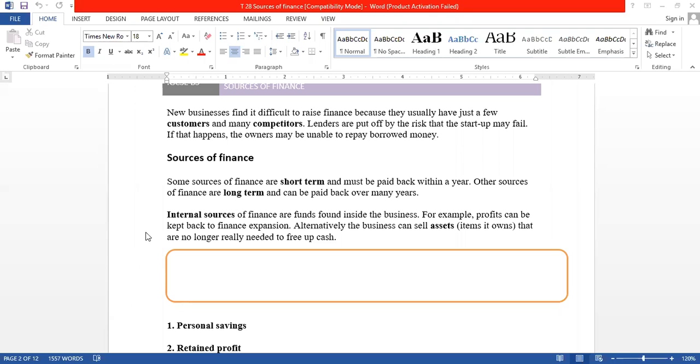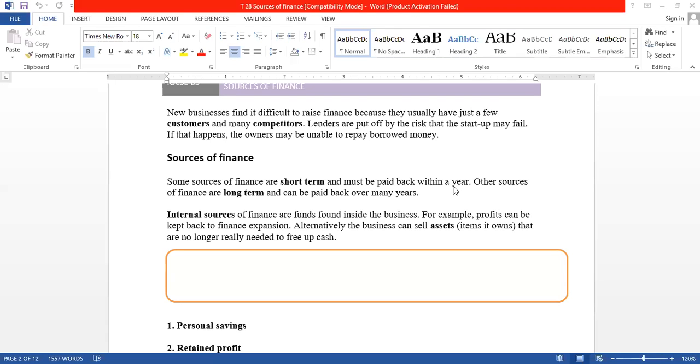So you can see the second topic is sources of finance. Some sources of finance are short term and must be paid back within a year, right? So mainly the short term source of finance means the funding sources, the financial needs, financial urgencies, which must be paid back within a year. So annual, within 12 months you have to pay, right? There is no other exemption. So only 12 months you have to pay. Short term is like that.